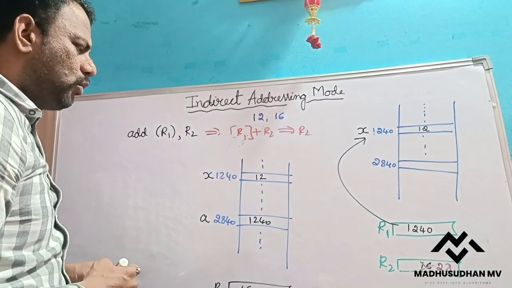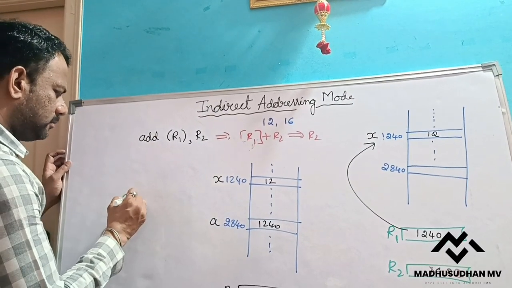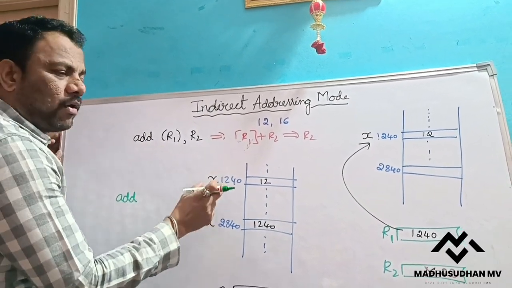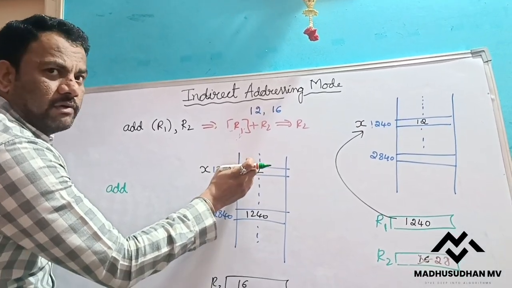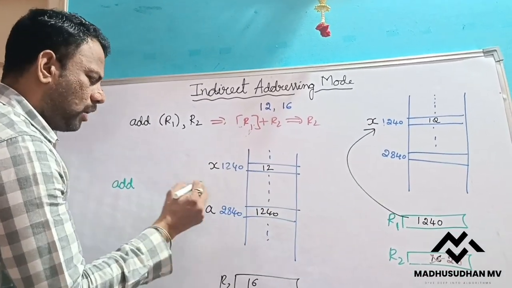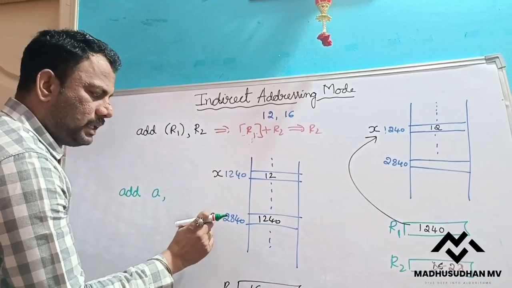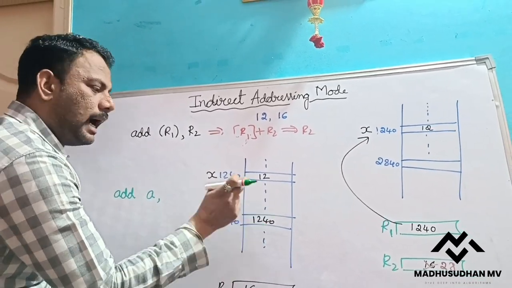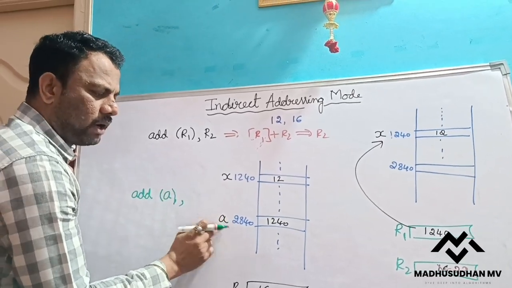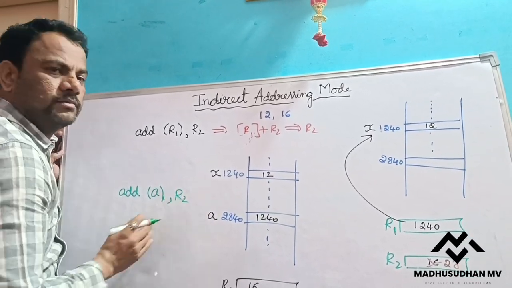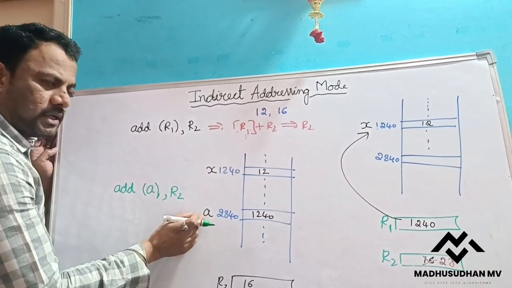R2 16. Now how to write this one? Add instruction. Now what do I have to add? See, in the one address 1240, 12 is there, but that address I am storing here. So I have to write what? A. If I write A, it becomes the value. But in here I stored value or address? Address. So I have to write parenthesis. Then I have to add with what? This value R2. Okay.